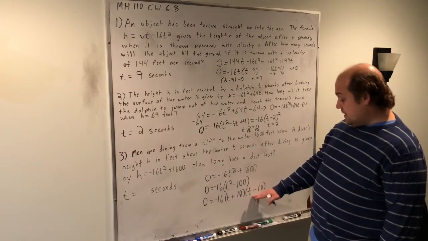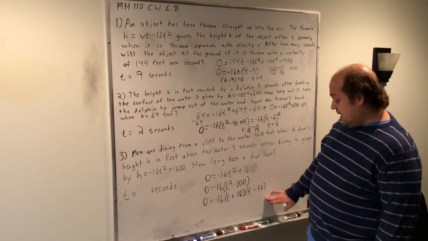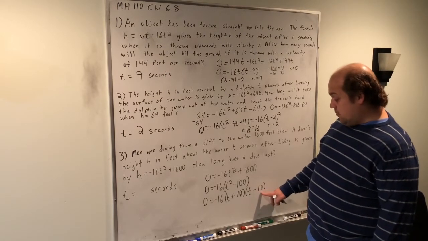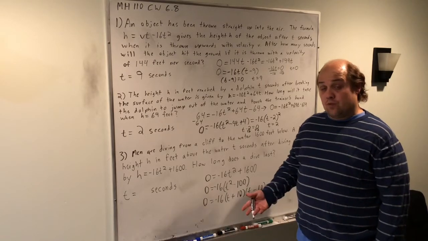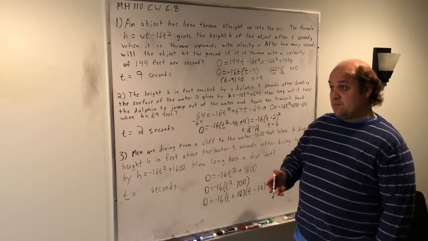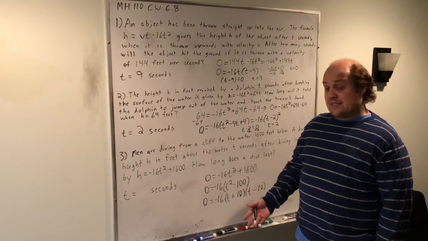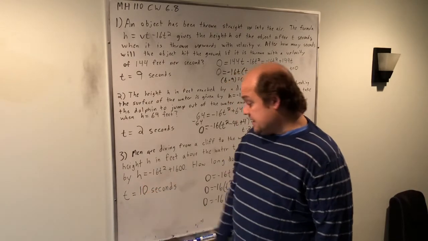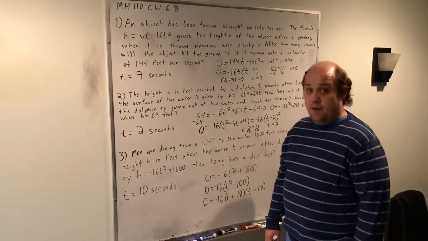As opposed to this t minus 10 answer. In this case, putting a positive 10 in would give me 10 minus 10 equals 0. It is a reasonable answer to say that if they jump from 1,600 feet, they'll hit the water 10 seconds later. That's why t equals positive 10 seconds is the correct answer to this problem.